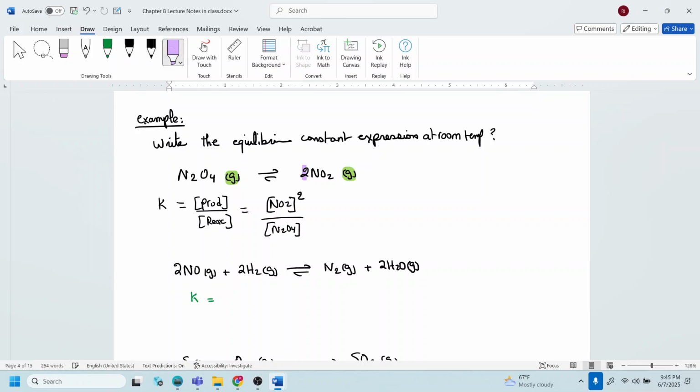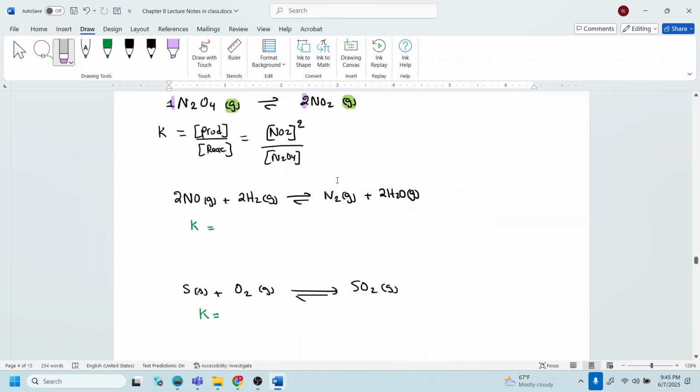I have no coefficient. This is going to be 1. So I have 1 in here. So that is going to be to the power 1, which you can skip. It's the same thing as nothing. So this is going to be the equilibrium constant expression for this chemical reaction.